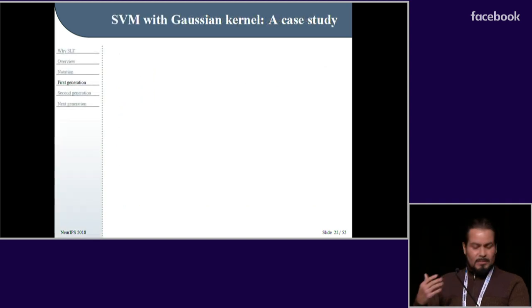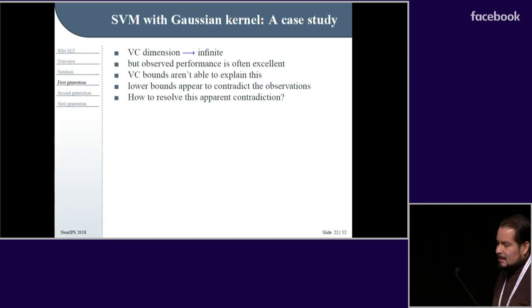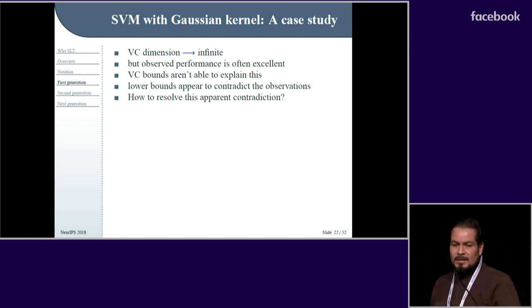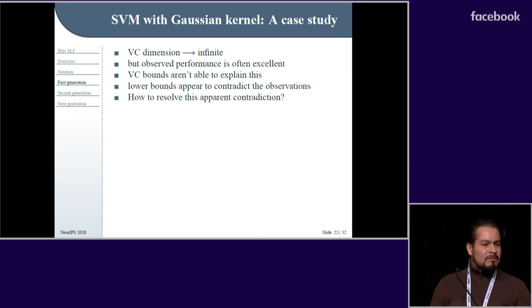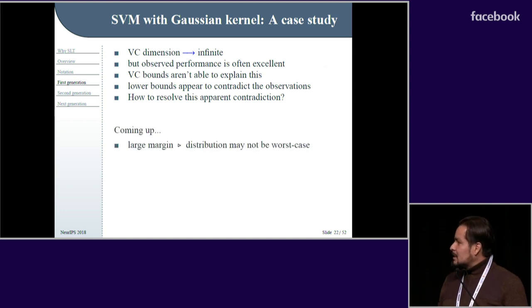So I want to mention this as a case study. Here is an example that has infinite VC dimension. However, the observed performance is quite good. VC bounds don't seem able to explain this. In fact, the VC lower bounds seem to be in contradiction with what comes out of this experiment. And the question is how to resolve this apparent contradiction. I'm not going to answer that question right away. I'm going to leave you some motivation for what's coming up after the break, which is not right away.